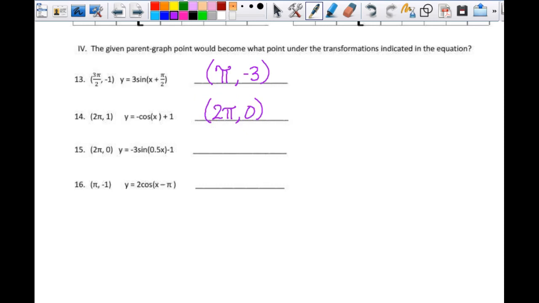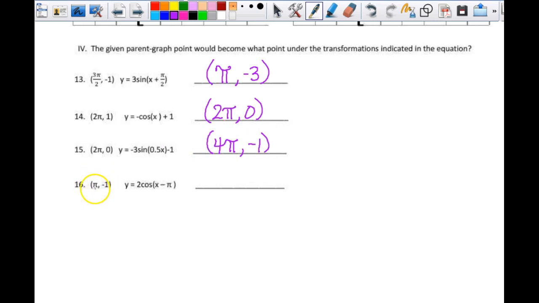So then I have 2 pi. When I use 2 pi in here, this 0.5 is really 1/2. So instead of being multiplied by 1/2, we're being divided by 1/2, which is multiplied by 2. So this 2 pi gets multiplied by 2, which is 4 pi. Then my y value, which is 0, gets multiplied by a negative 3, which is still 0. And then we subtract 1, which is negative 1.